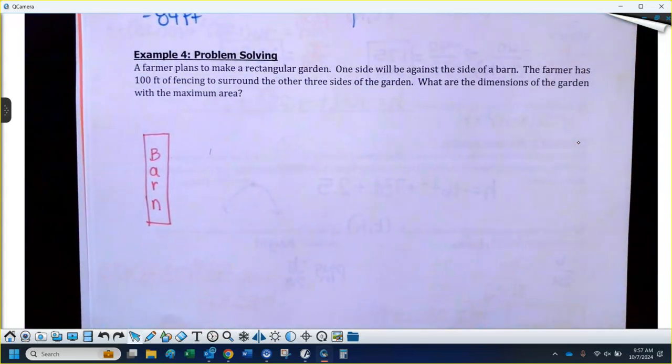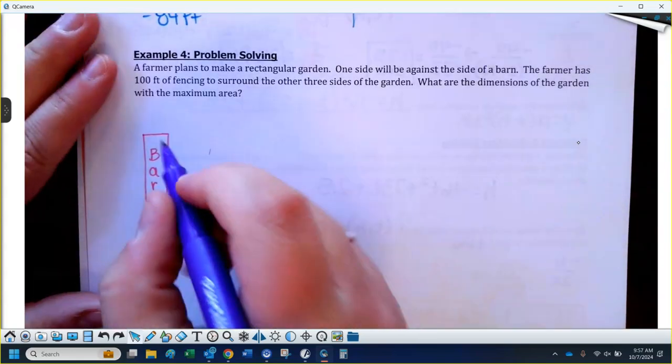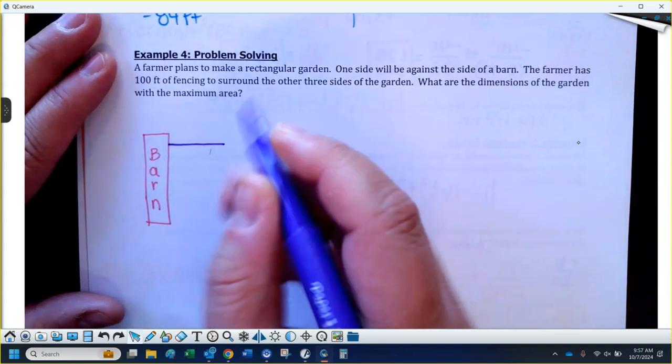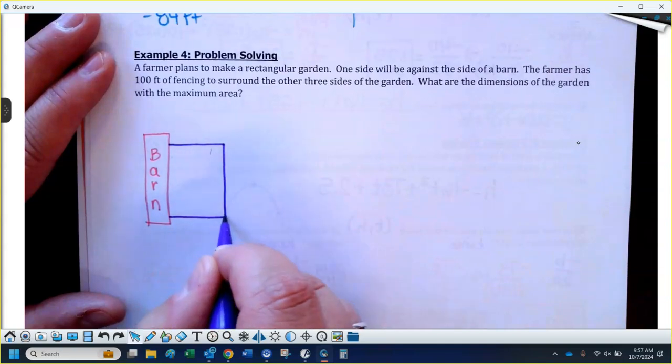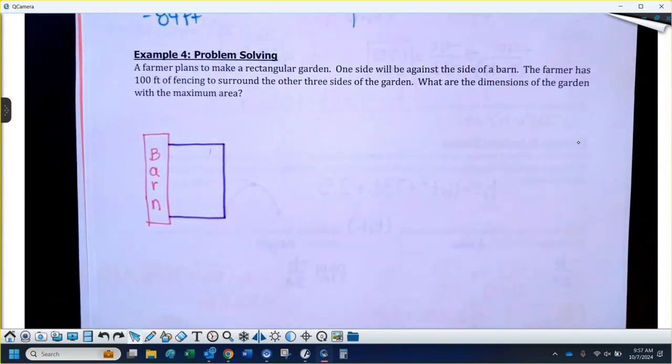Okay, now it says one side of this garden is going to be against the barn, so we would not have to use fencing for that side because we could just make sure it connects to the barn. All right, so I'm just going to draw a rectangle using the barn as one of the sides.